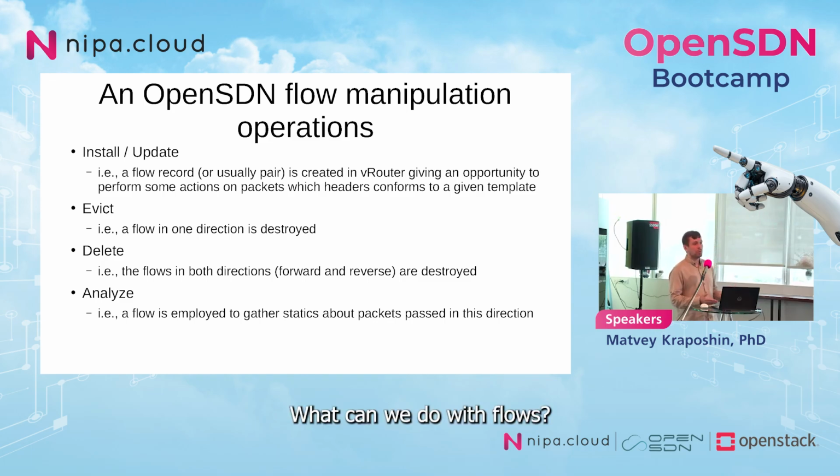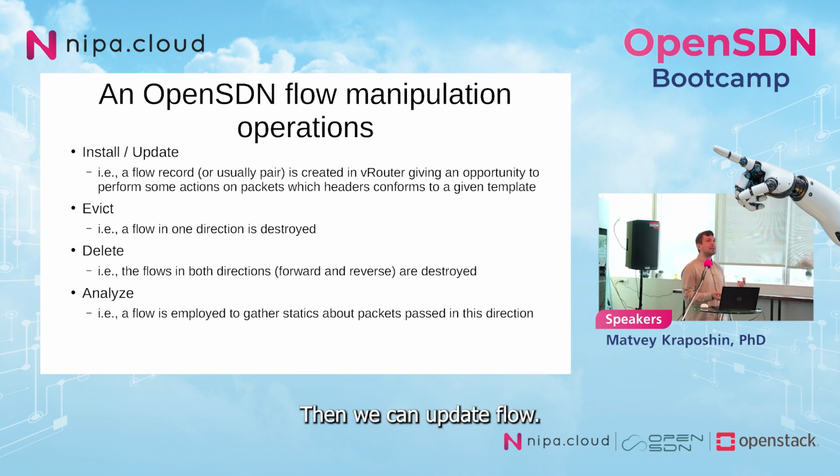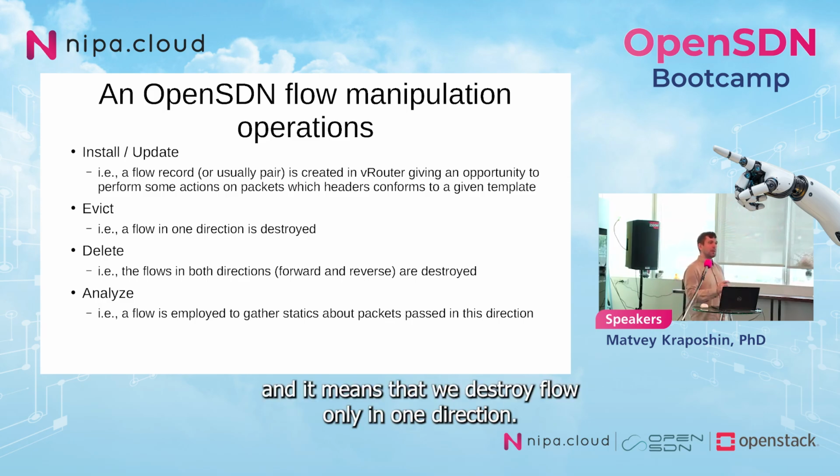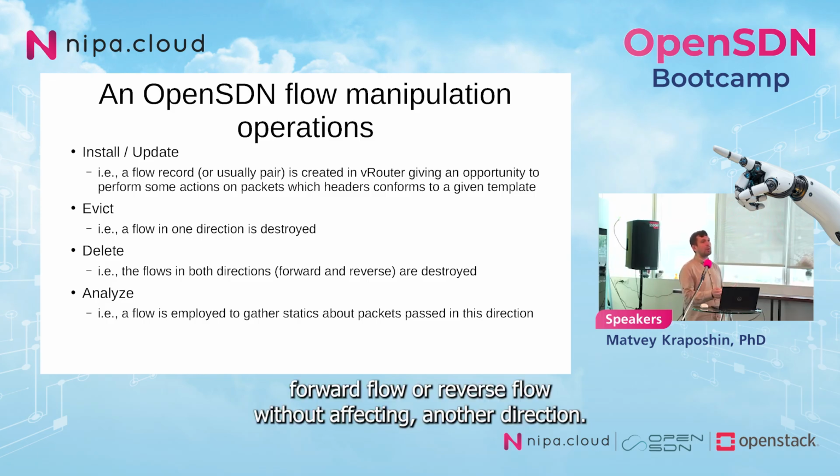What can we do with flows? First of all, we can install flow, so we can create it. Then we can update flow. We can evict. Eviction means that we destroy flow only in one direction. So we can selectively destroy forward flow or reverse flow without affecting another direction.